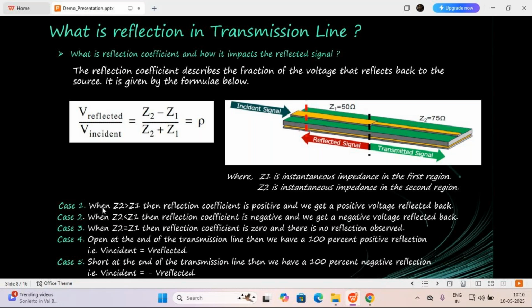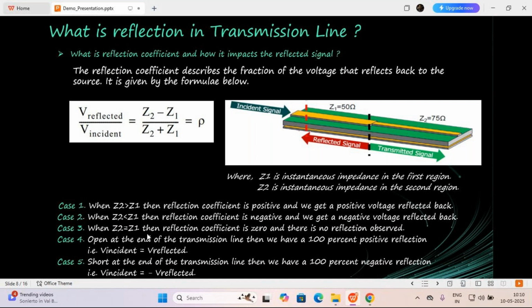And then in case Z2 is equal to Z1, the reflection coefficient becomes 0. Okay. And in that case, we don't observe any reflection, because the reflection coefficient is 0, and when you multiply incident by it, we get 0. So the reflected voltage equals the incident voltage multiplied by the reflection coefficient. Reflected voltage will be 0 because my reflection coefficient is 0. Then we have another two cases which are not very common, but we will understand them.